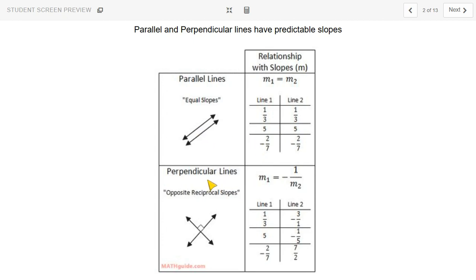On the other hand, if I have a perpendicular line, meaning a line that creates a 90-degree angle with the other line, your slope is going to be the negative reciprocal. Negative reciprocal means the sign is going to be made the opposite, and the fraction or the number that you have for the slope flips.